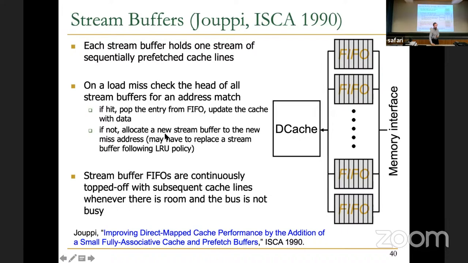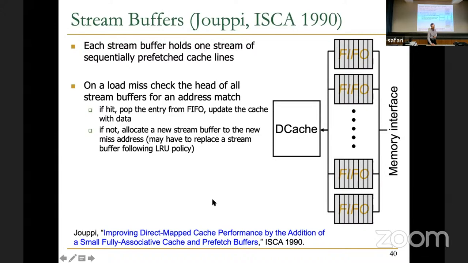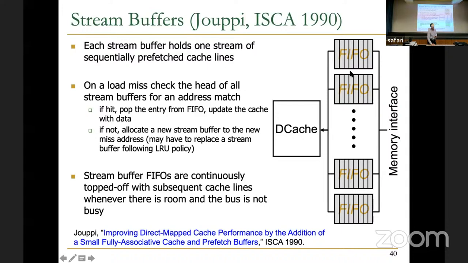You may have to actually replace a stream buffer over here. This could be 8 or 16 buffers, for example. So there needs to be a replacement policy for the streams also. Basically, stream buffer FIFOs are continuously topped off with subsequent cache lines automatically, whenever there's room and the bus is not busy.